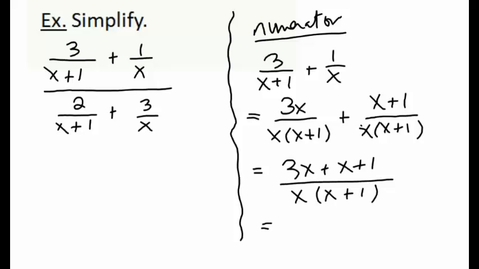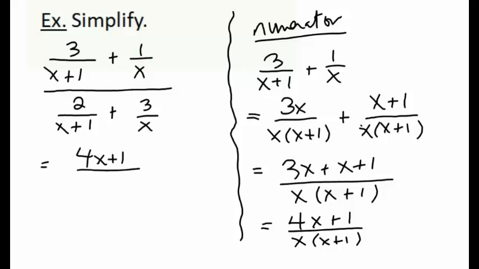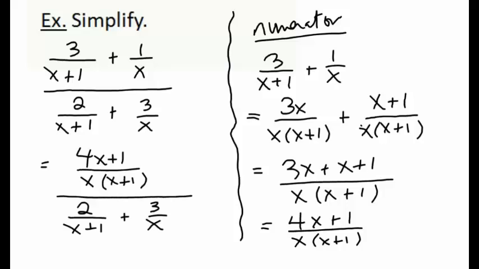And I'm going to just quickly simplify this numerator to 4x plus 1. So this means over on the right-hand side, we can replace this numerator with 4x plus 1 all over x times x plus 1. Next, let's go ahead and work on trying to replace our denominator.